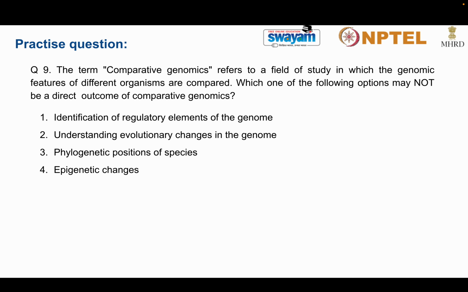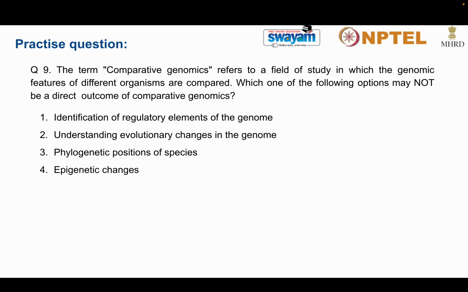So here is question number 9, which says the term comparative genomics refers to the field of study in which the genomic features of different organisms are compared. Which one of the following options may not be the direct outcome of comparative genomics? So in this, they have already provided you with the information of what comparative genomics means, and you have to choose the option which is not the direct outcome of comparative genomics.